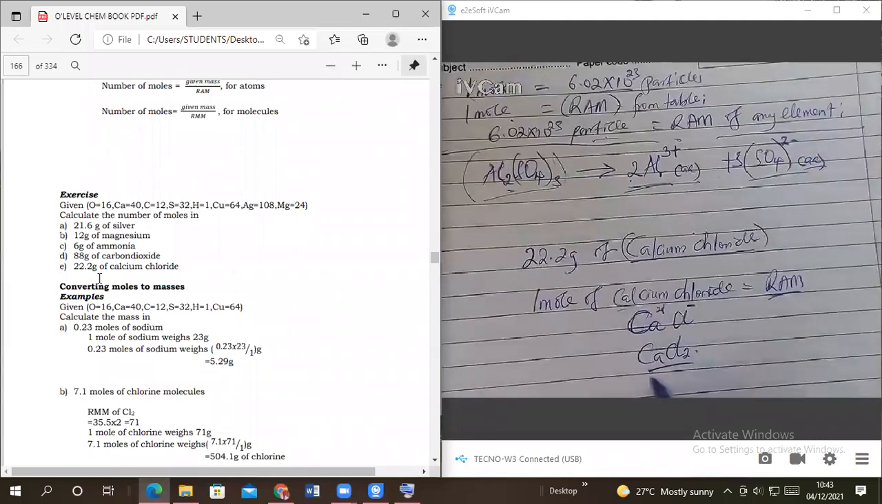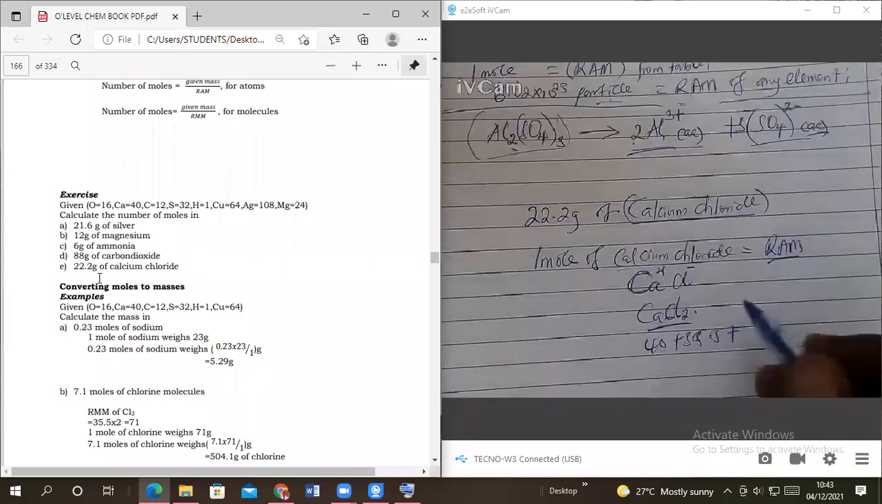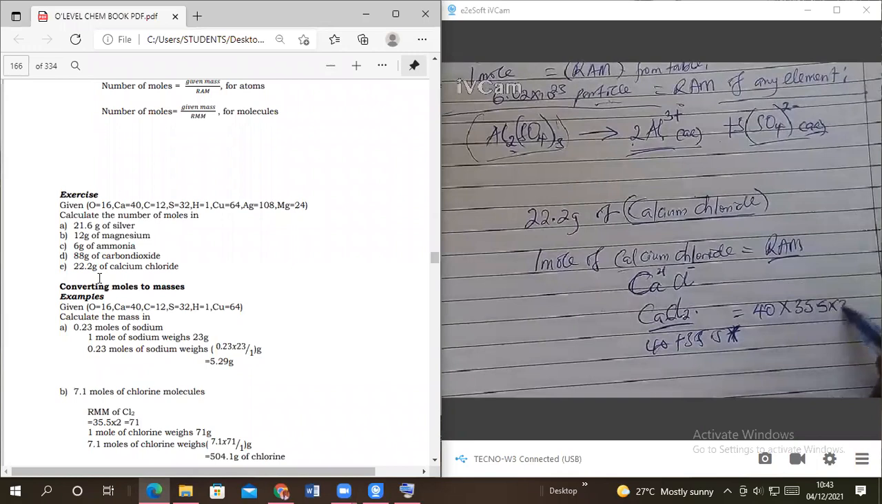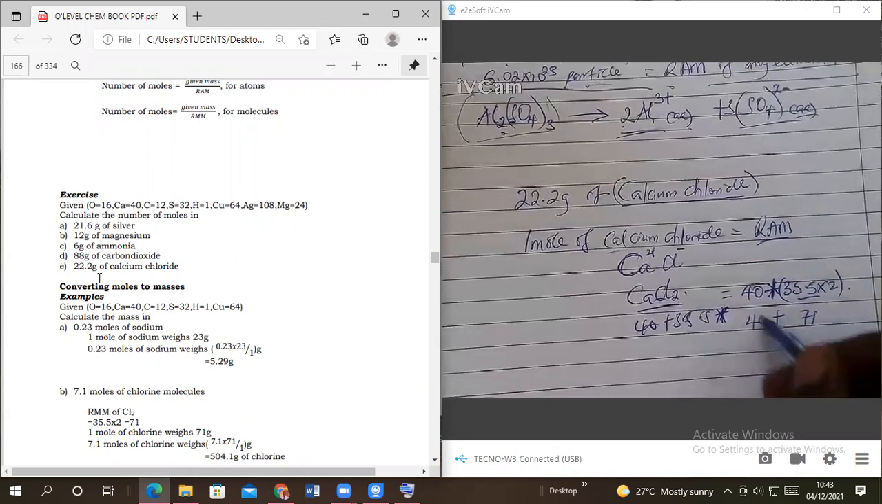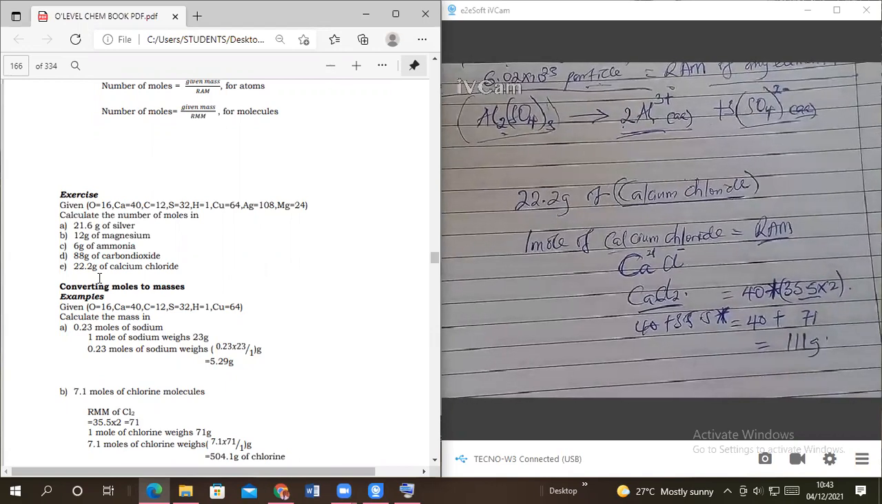Now, calcium is 40 plus chlorine, which is 35.5, times 2. So 35.5 times 2 is 71 already, plus 40. The answer is 40 plus 71. You get 111, isn't it? Grams. Yes?